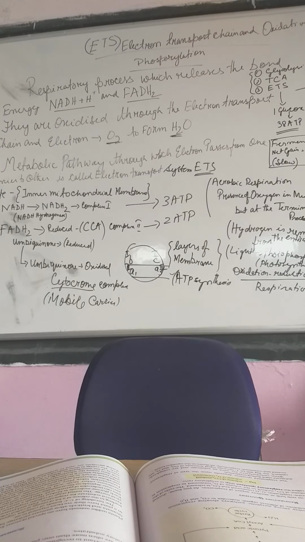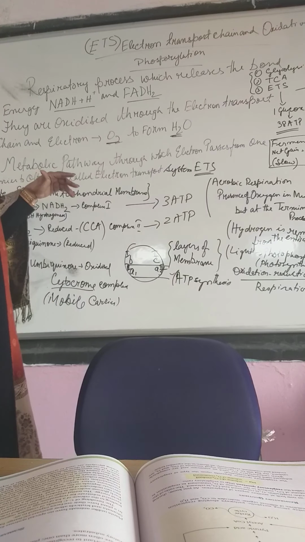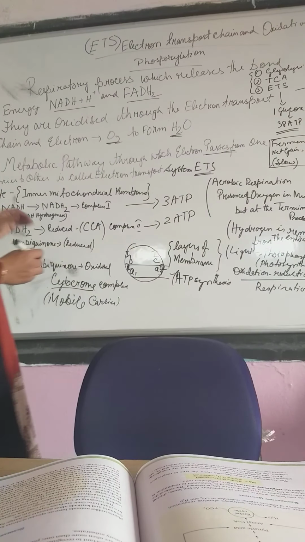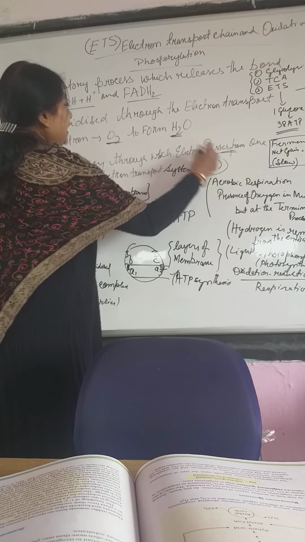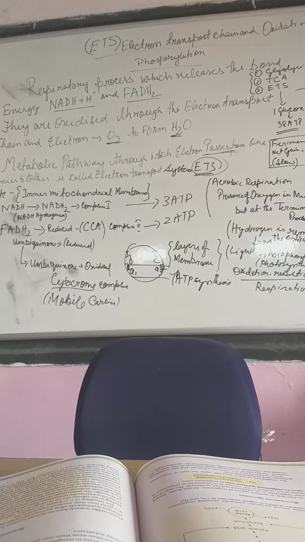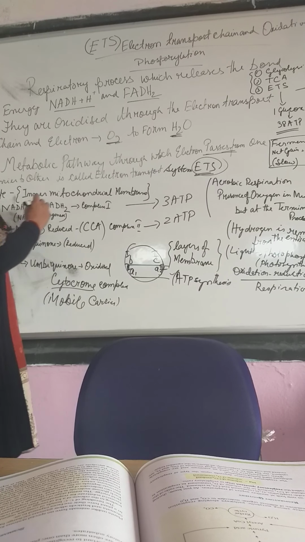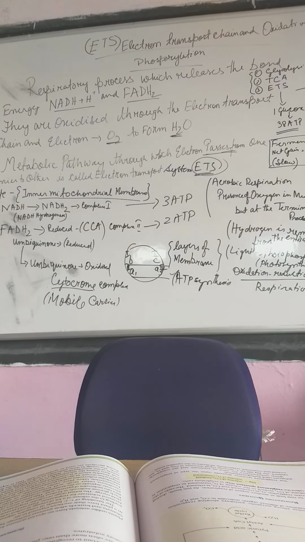And this is a metabolic pathway, the metabolic pathway through which the electron passes. You see, electron passes from one carrier to another, and that is why it is known as ETS, or electron transport system. Now, what is the site for electron transport system? The site for electron transport system is the inner mitochondrial membrane. Now, in this inner mitochondrial membrane, what happens?